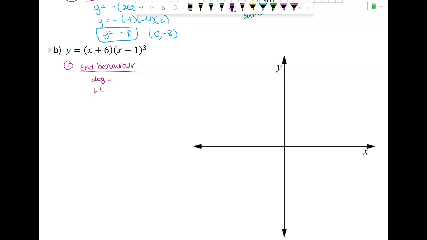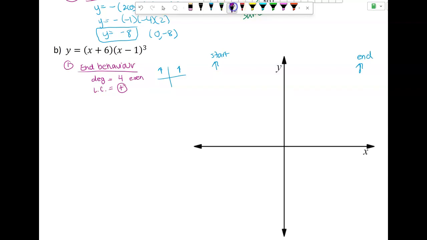So the degree in this one, well, there's 3 x's here and 1 x here, so the highest degree would be 4. The leading coefficient, well, this is positive and that's positive, so therefore it would be positive. And when we have an even degree and the leading coefficient is positive, we know it's going to end up looking on the same side. So it'll go up to positive infinity. Okay, so we know it's going to go here and it'll go here somewhere. All right, let's say this is the start, and this will be the end.